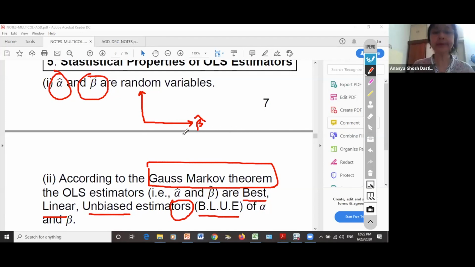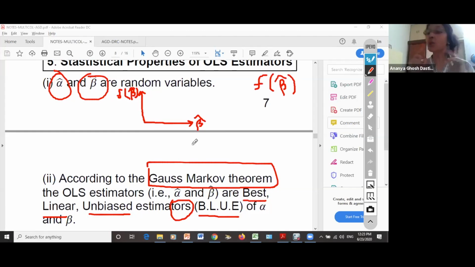Okay. So what am I plotting on the x-axis? I'm plotting the various values that beta hat can take. And what am I plotting on the y-axis? On the y-axis, I'm plotting the density of beta hat. So the density function is normally written like this. So f of beta hat simply gives the probability density of beta hat.